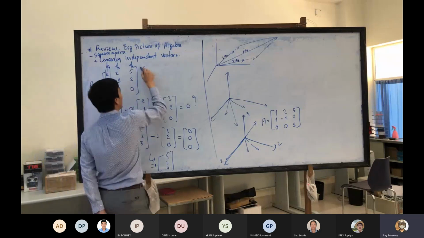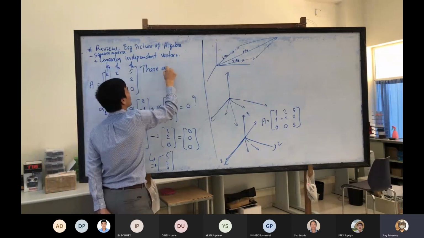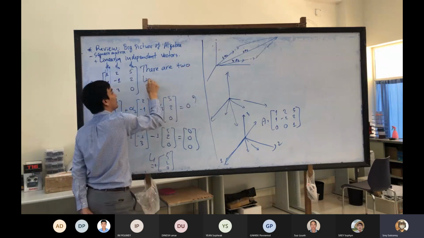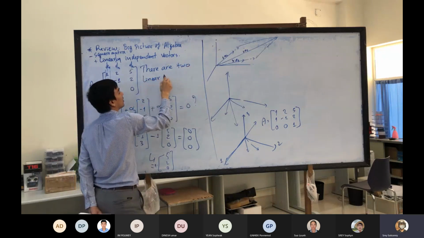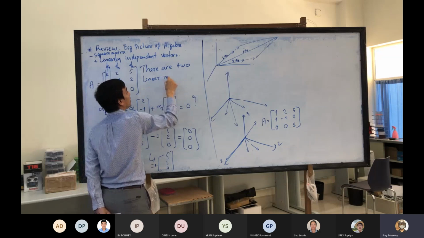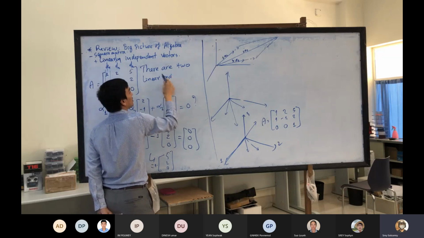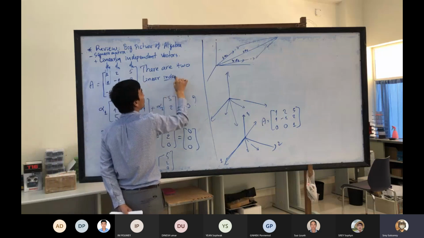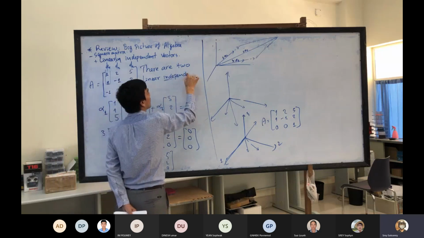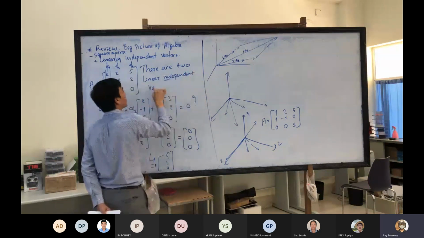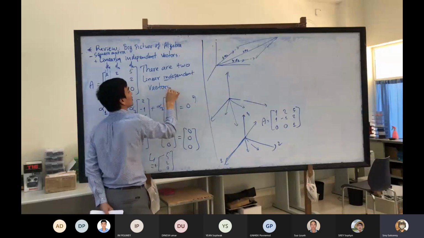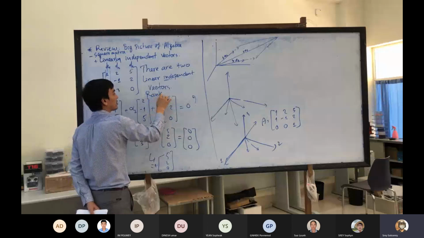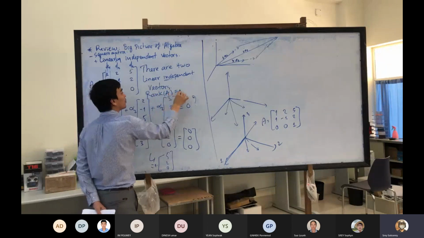Okay, so there are 2 linearly independent vectors. But listen, if we write this as a noun, we can use linear independent vector. Only 2, which means rank of A in this case equals 2.